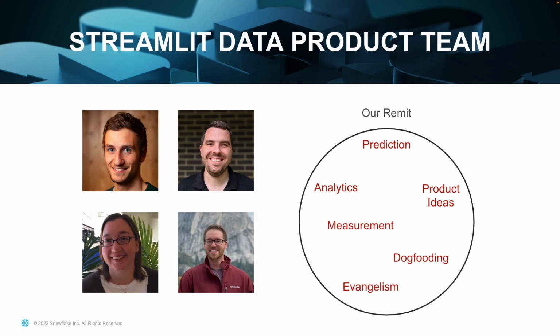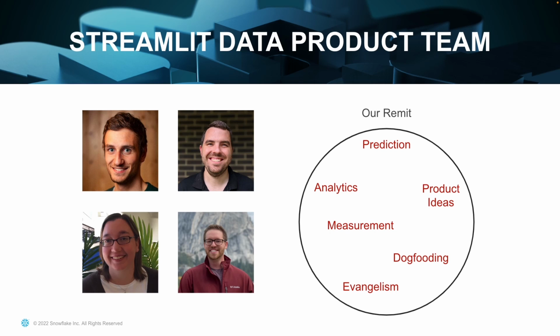So the Streamlit data product team, who are we? There's four of us at the moment. There's Arnaud in the top left. We have Zachary in the top right. We have me on the bottom right, and then Katrina on the bottom left. We have a pretty standard remit for most of the stuff that you see in that little circle. Some of the work that we do is in analytics and measurement and prediction, and those are very typical for data science teams.